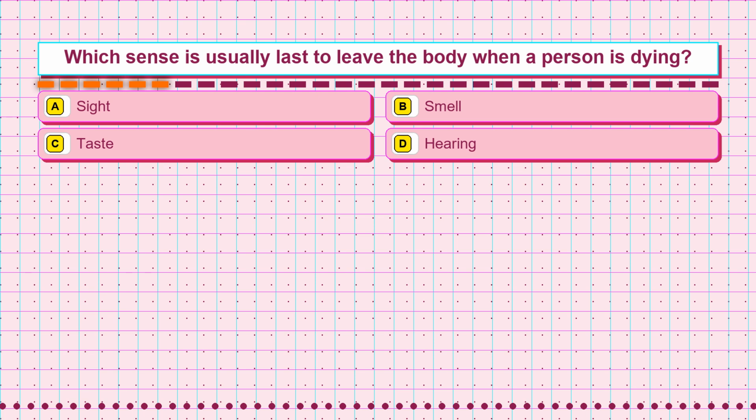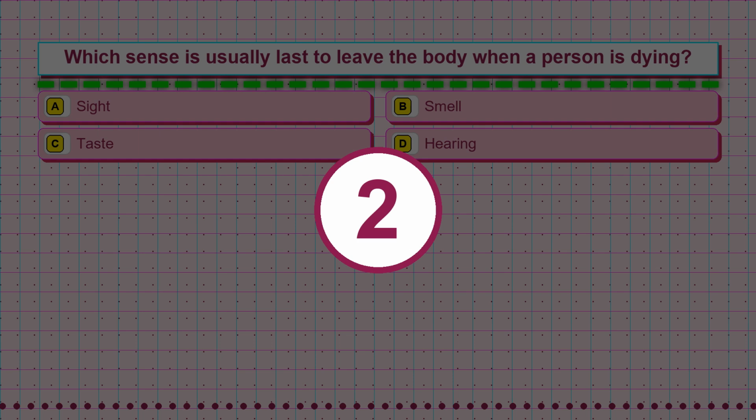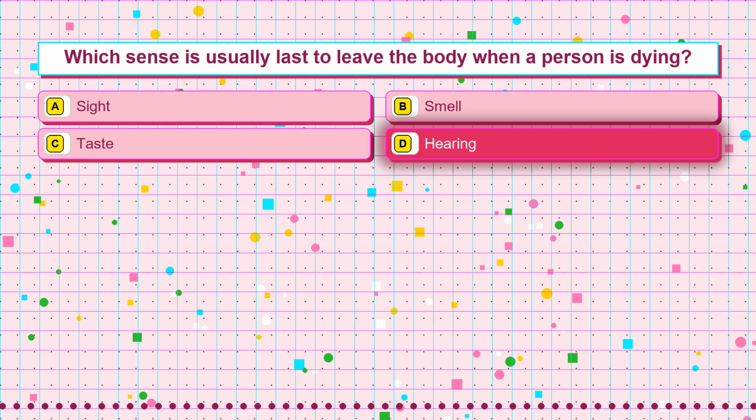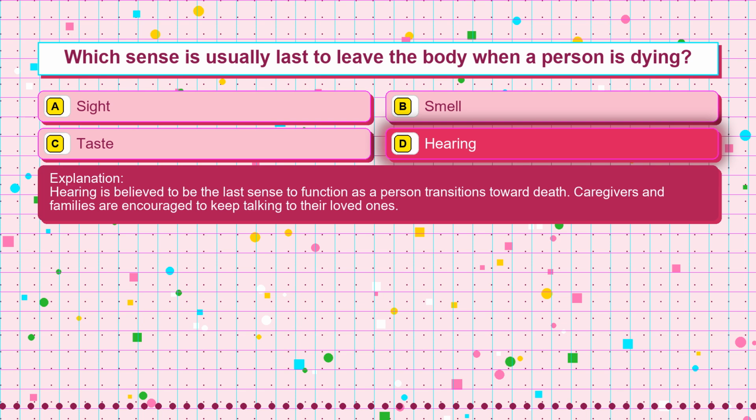Question 22. Which senses usually last to leave the body when a person is dying? Option A, sight. Option B, smell. Option C, taste. Option D, hearing. The correct answer is option D, hearing. Hearing is believed to be the last sense to function as a person transitions toward death. Caregivers and families are encouraged to keep talking to their loved ones.